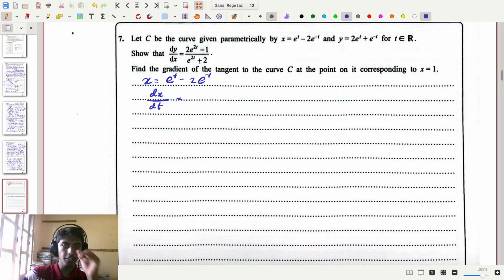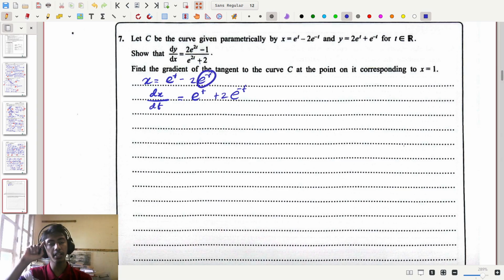When taking dx by dt, we can see the first term e to the power of t is going to remain as e to the power of t, since the derivative of e to the power of anything with respect to that variable is going to be e to the power of t. And then this minus 2 times e to the power of minus t is going to become plus 2 times e to the power of minus t. The reason is the derivative of e to the power of minus t is going to be minus e to the power of minus t, and that when multiplied by minus 2 is going to become plus 2 times e to the power of minus t. So this is dx by dt.